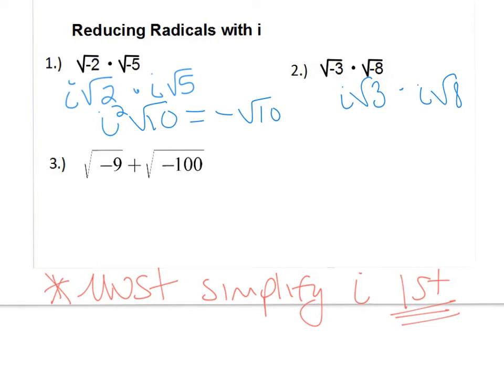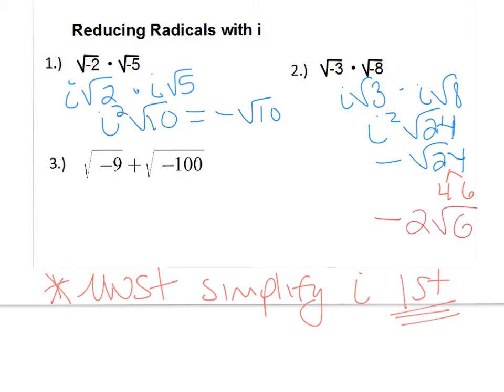Just i root 3. So now that's i squared times root 24. So negative root 24. If you want, you can simplify the square root of 24. That's 4 times 6. The square root of 4 is 2, so the 2 comes out and the 6 stays in.